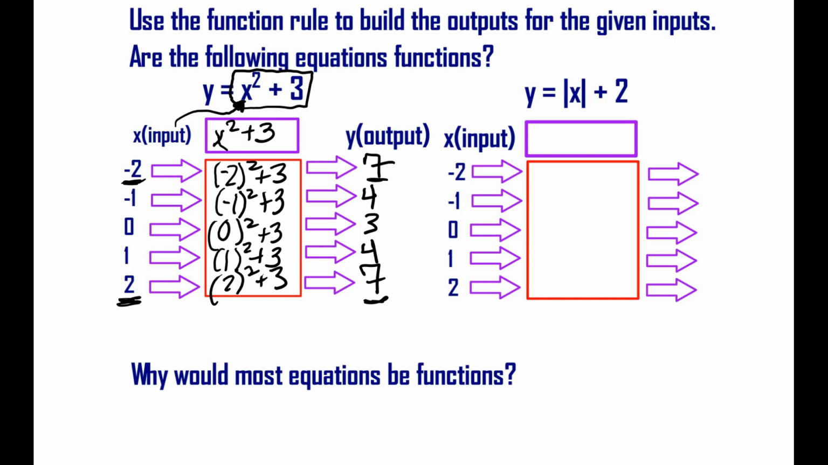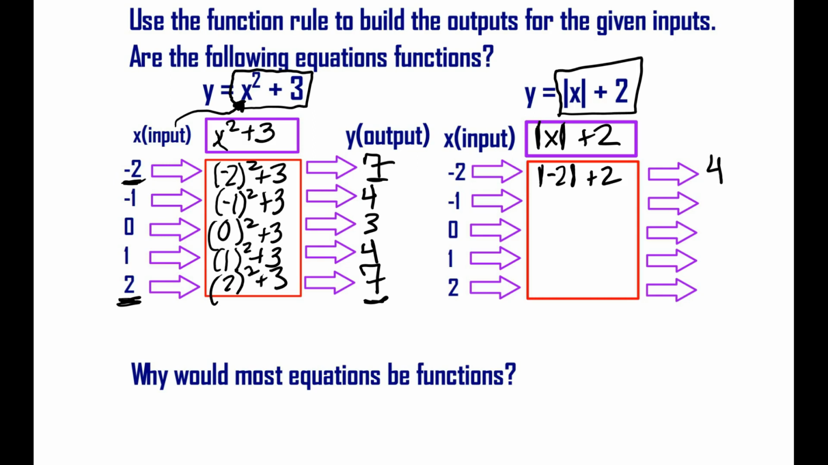So what's the function rule? The function rule is take my x, the absolute value of x, and then add 2. And that's how I end up with my y. So this is my function rule. Take the absolute value of x and then add 2. So the absolute value of -2 is 2 because -2 is 2 away from 0. That's why absolute value is always positive.